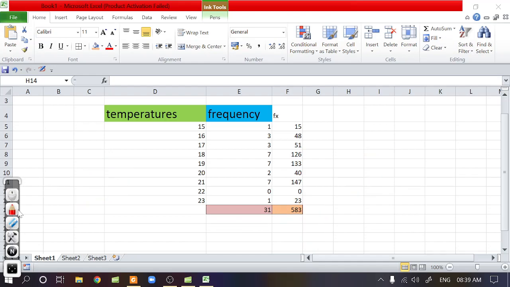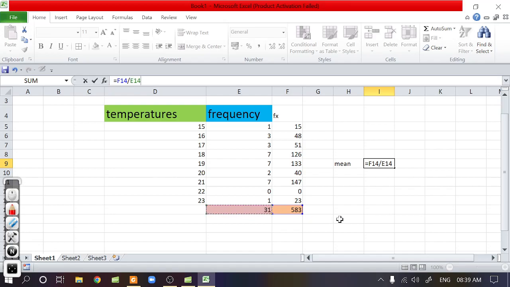For that we need to write the formula here. Okay, let's write it. Mean is nothing but, in this cell we will write the formula, equal to this cell divided by this cell. Correct. Put enter. See, you will automatically get 18.80645. Everything Excel will do on its own.